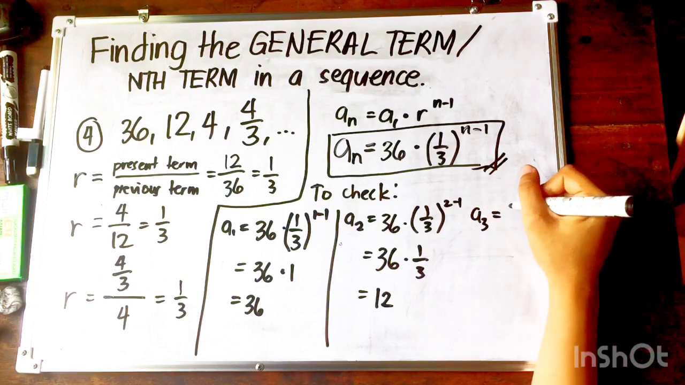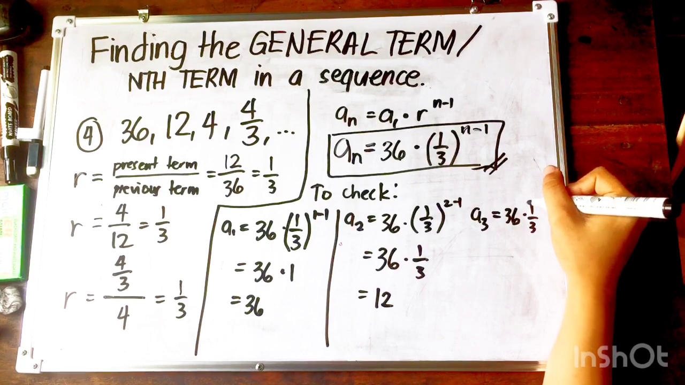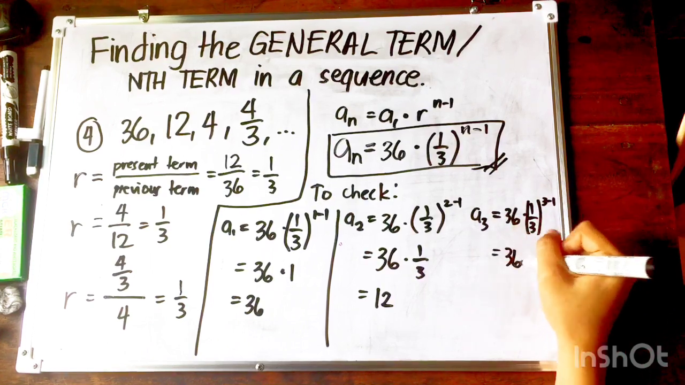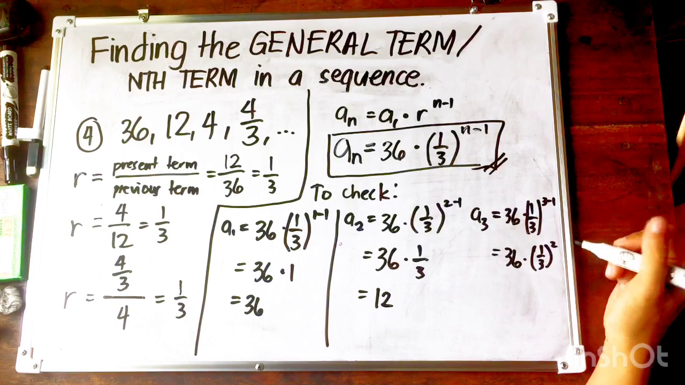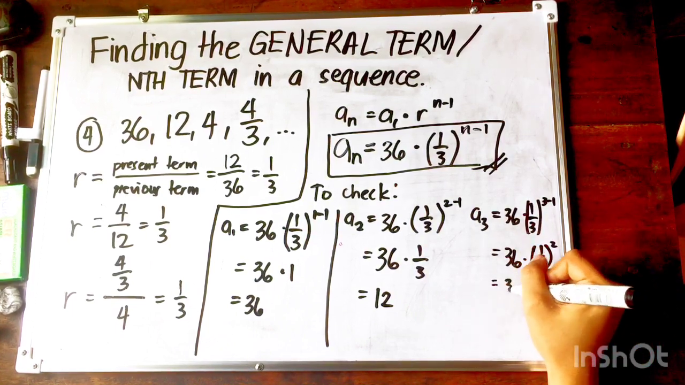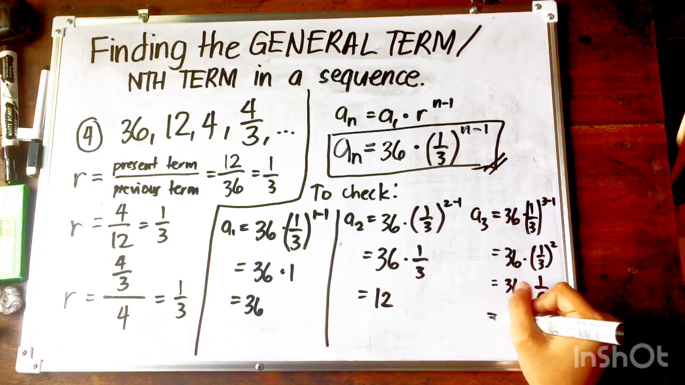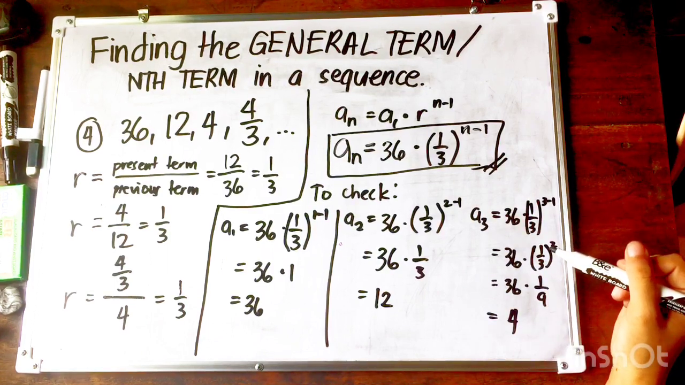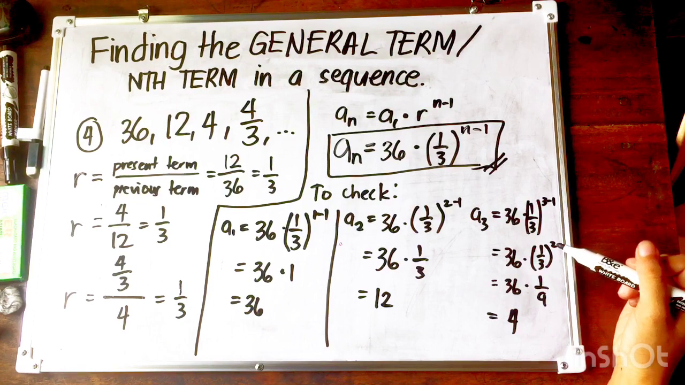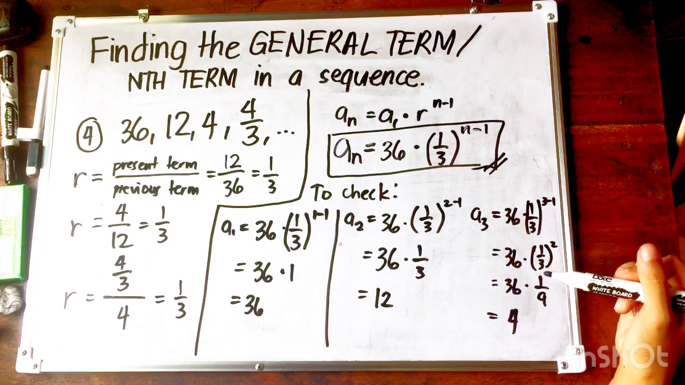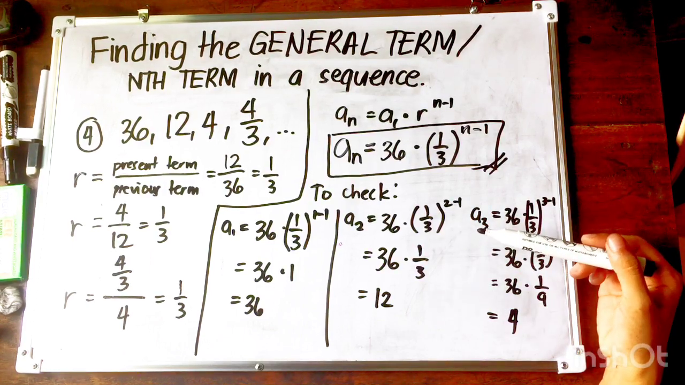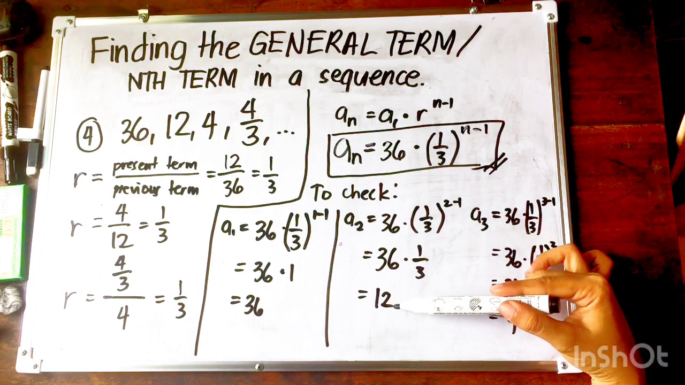Next, a sub 3. So, 36 times 1/3 raised to 3 minus 1 because n is 3. So, 36 times 1/3 squared. So, that is 36 times 1/9 or just 4. Madam, do we need to show the details? You can, class, but I'm not requiring you to show all the details since you're allowed to use your calculators. So, it's okay if it's just this and then the final answer. But I really hope you understand how it became that number.